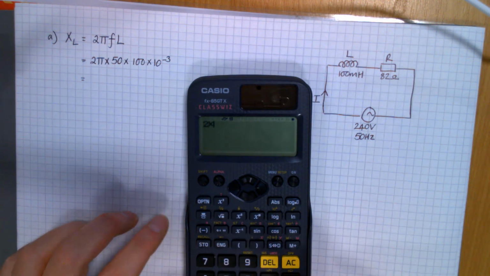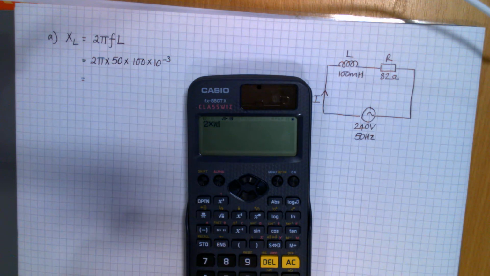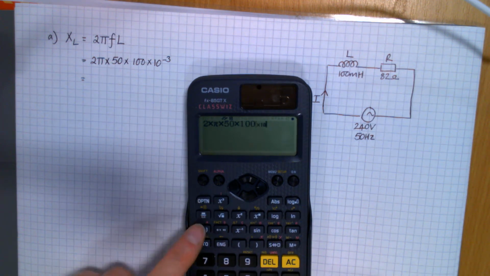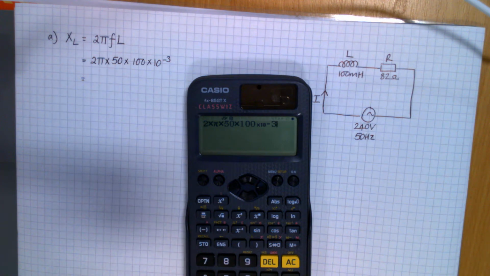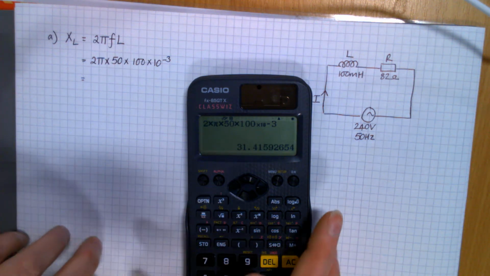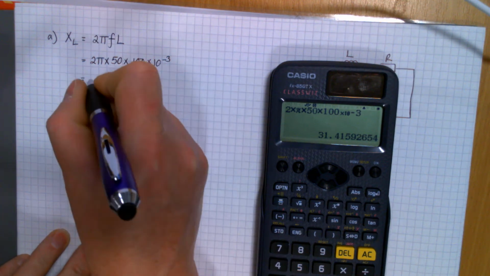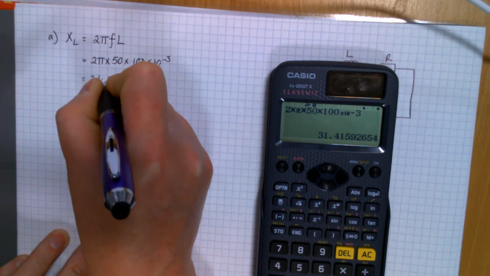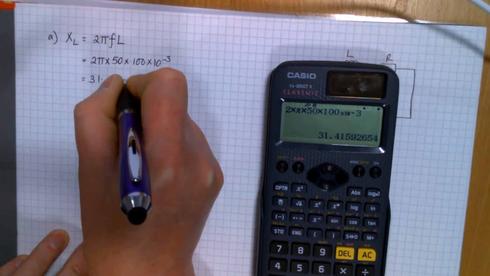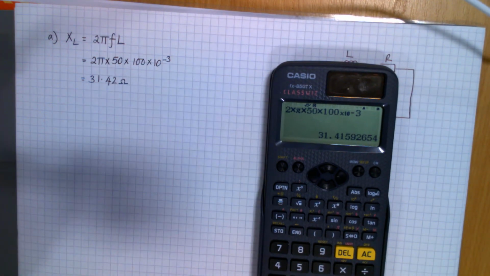So you just use your calculator to do that. 2 times pi times 50 times 100 times 10 to the minus 3. And then put it into a decimal if your calculator's in maths mode. So that gives you 31.42 if you're going to 4 significant figures. Okay, so that's your starting point.